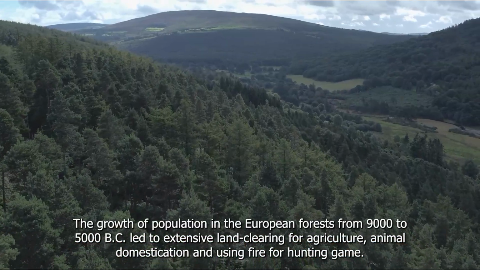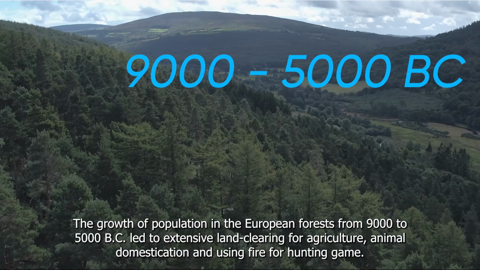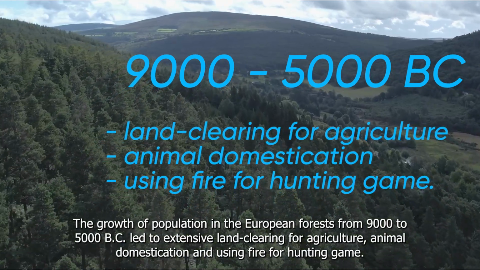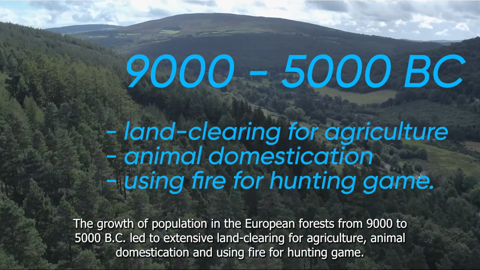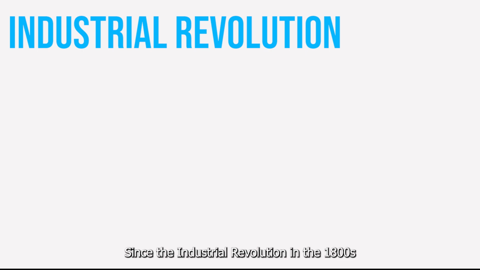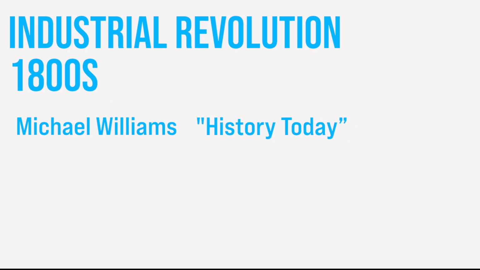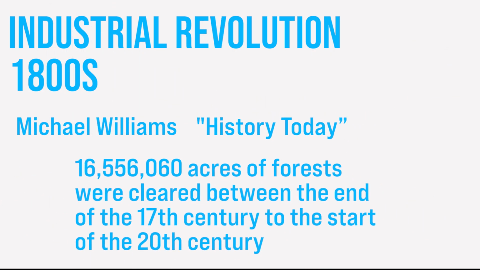The growth of population in the European forests from 9000 to 5000 BC led to extensive land clearing for agriculture, animal domestication, and using fire for hunting game. Since the Industrial Revolution in the 1800s, forests have been exploited worldwide. According to Michael Williams in his 2001 article in History Today, 16 million acres of forest were cleared between the end of the 17th century and the start of the 20th century.